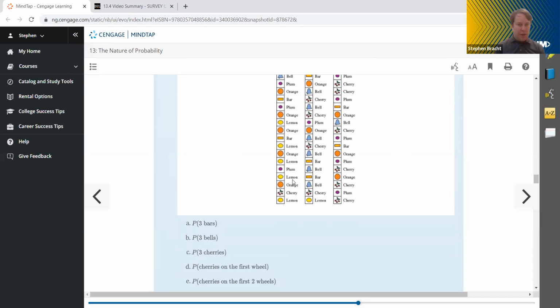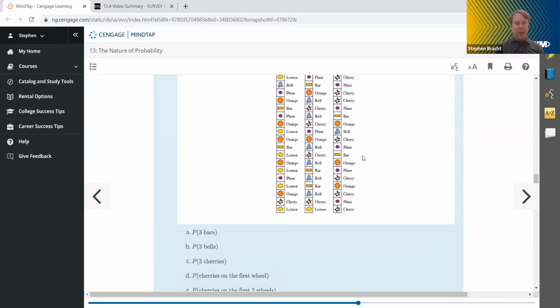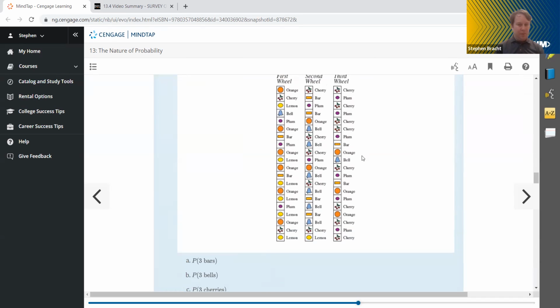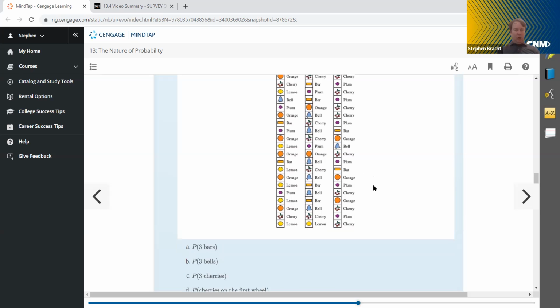And then E, cherries on the first 2 wheels. With this, we can just ignore wheel 3, and we find the probability of cherries on the first wheel, which was 1/10, and multiply that by the probability of cherries on the second wheel, which is 5/20th. When you multiply those, you get 1/40th. All right.